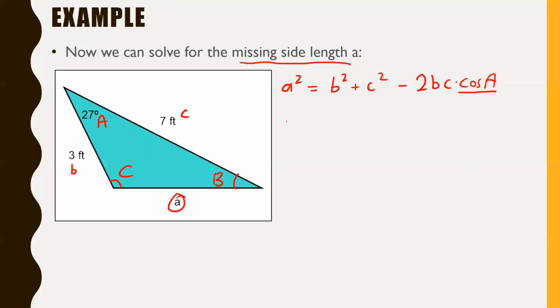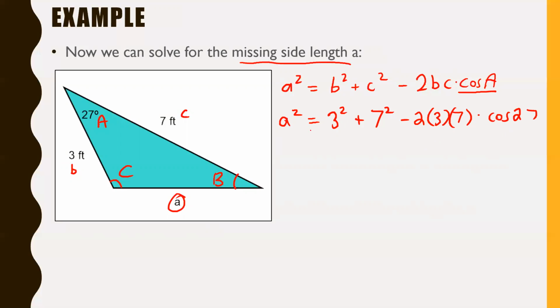So let's just throw the numbers in. We don't know what lowercase a is. That's what we're looking for. So let's start by saying a squared equals b squared, so 3 squared, plus c squared, which is 7 squared, minus 2 times b, so times 3, times c, so times 7, and then times cosine capital A, and capital A was 27 degrees. Now, it depends on how comfortable you are with your calculator. If you're really comfortable with your calculator, you could throw this in all in one step, or you can take little bites out of it one bit at a time.